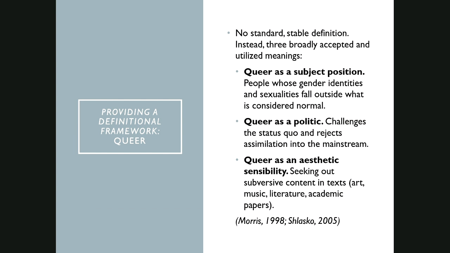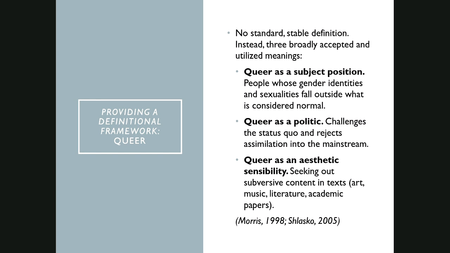What you all have pointed out by saying things like queer is highly contextual and it can mean different things based on different contexts is that there's no standard or stable definition for queer. So instead, what I'm going to do here is provide you with a definitional framework. And again, a framework because there aren't fixed definitions. In general, there are three broadly accepted and utilized meanings of the term queer.